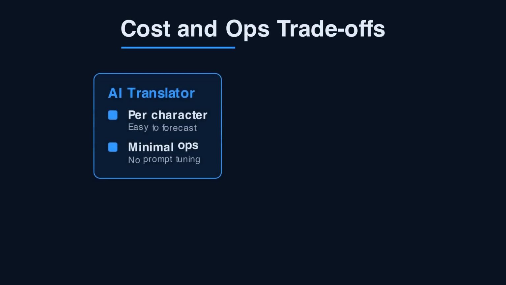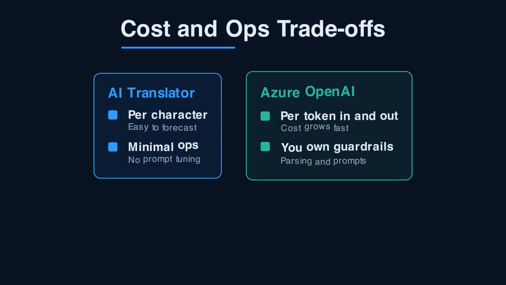On cost, Translator bills per character translated, with a free tier and predictable scaling, so you can model spend directly from input size. Azure OpenAI bills per input and output token, and translation roughly doubles your token count because output mirrors input length, so a large library can get expensive fast. Operationally, Translator is simpler. One endpoint, built-in retries, no prompt engineering or output validation. With the LLM you own prompt versioning, output parsing, and guardrails. Always check current Azure pricing pages, because rates and tiers change.